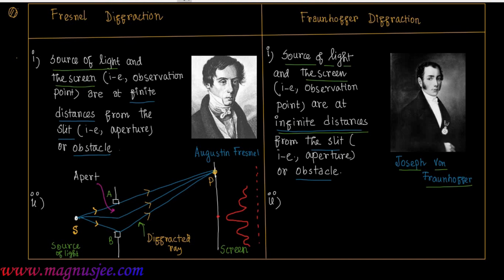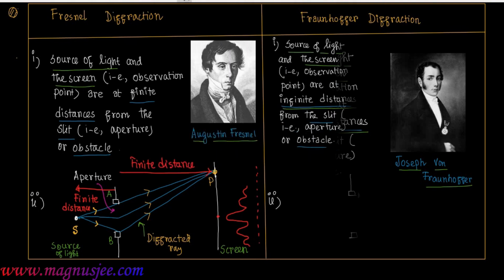AB is the narrow aperture or narrow slit, whose width is comparable to the wavelength of light, and in this case the source S is at a finite distance from the aperture AB or slit AB. Similarly, the screen is also at a finite distance from the aperture AB.